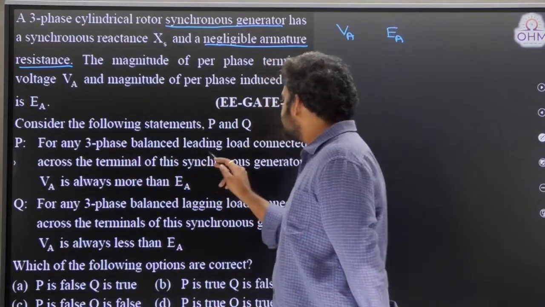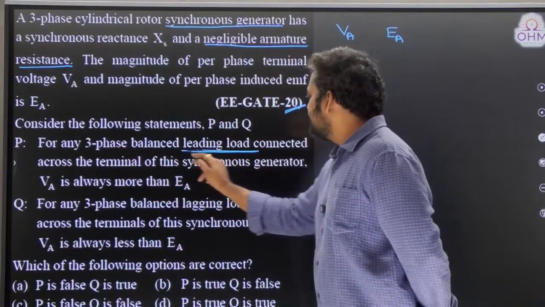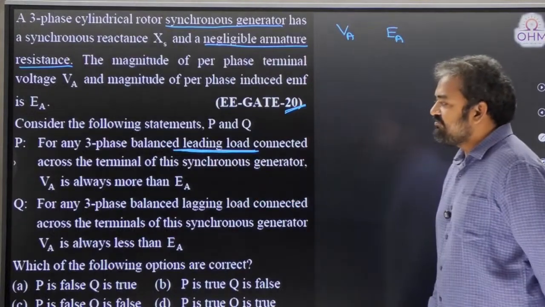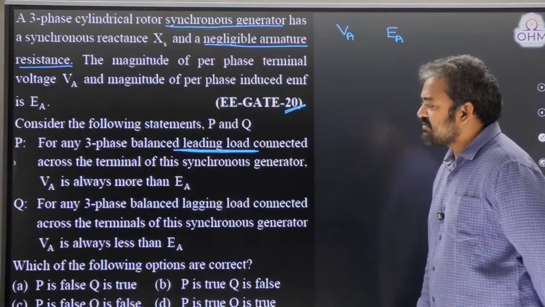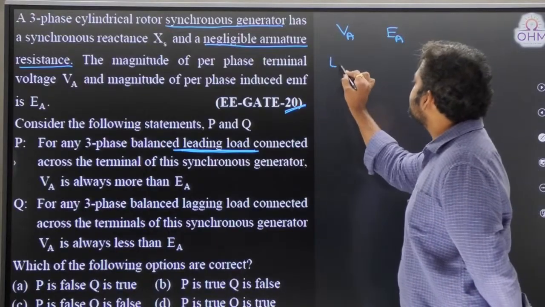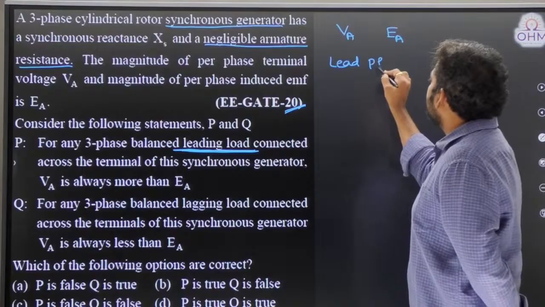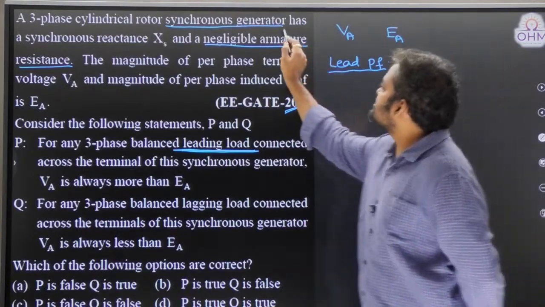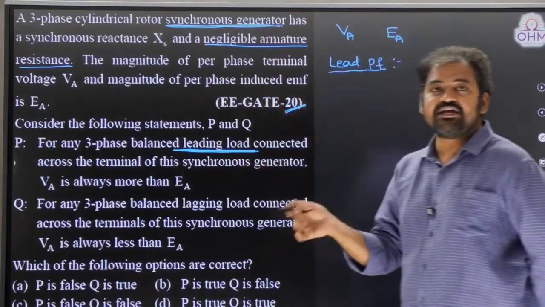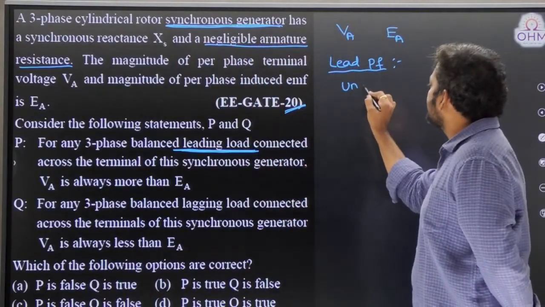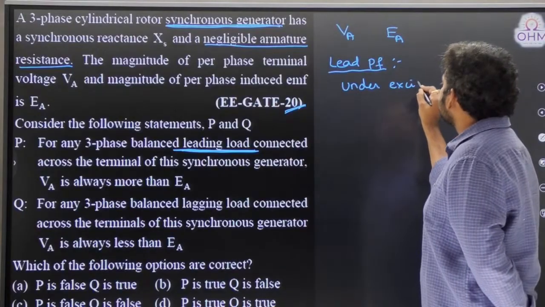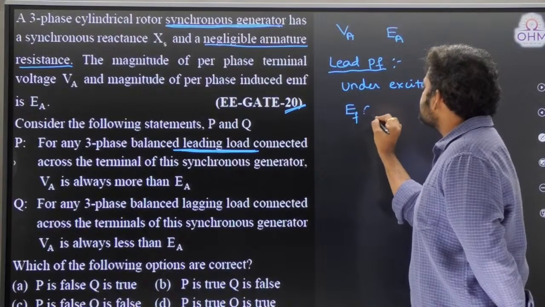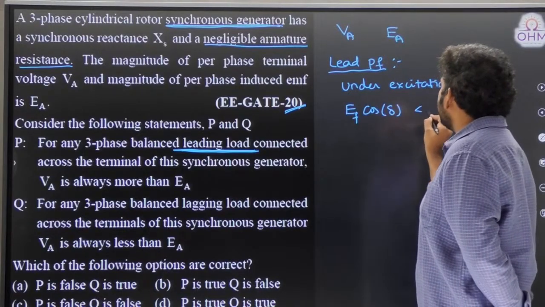For a 3-phase balanced leading power factor load across the terminals of a synchronous generator, VA is always greater than EA. See, the first question is about leading power factor. What is meant by leading power factor? Under excitation, right? Because it is a generator. Generator leading power factor means under excitation. What does under excitation mean? Under excitation means EF cos delta is less than VT.